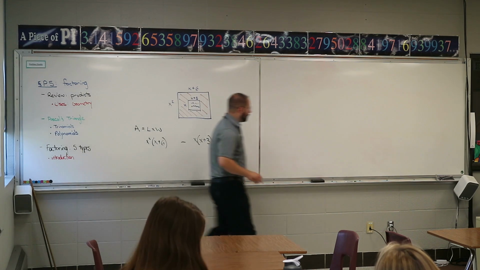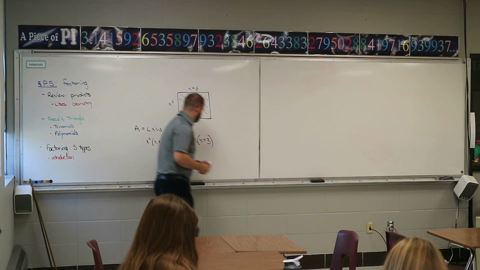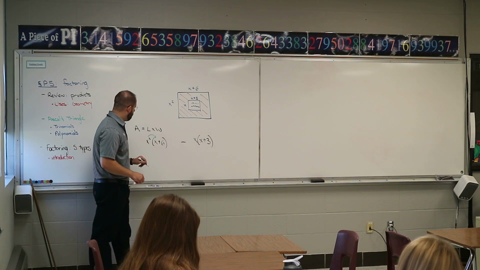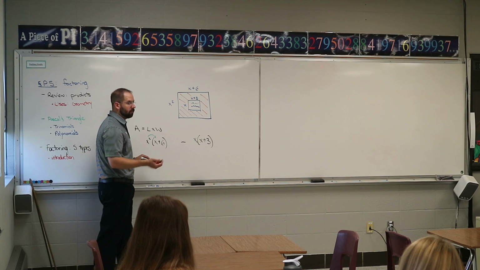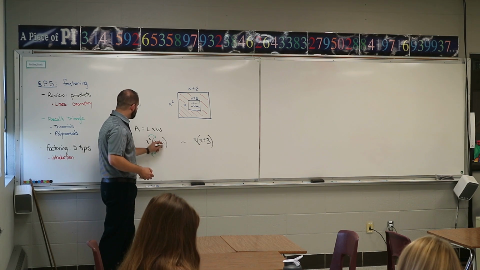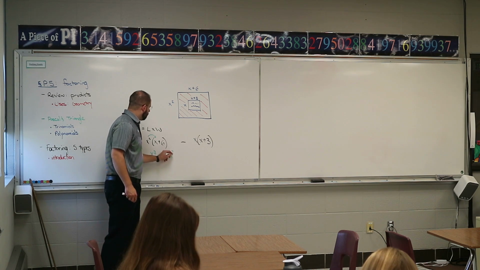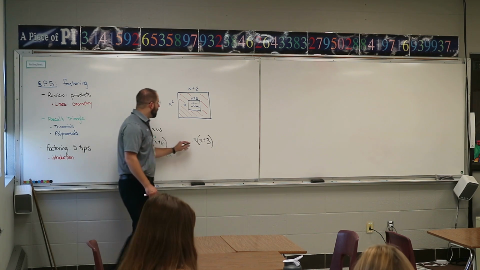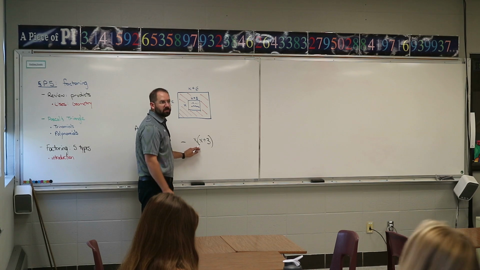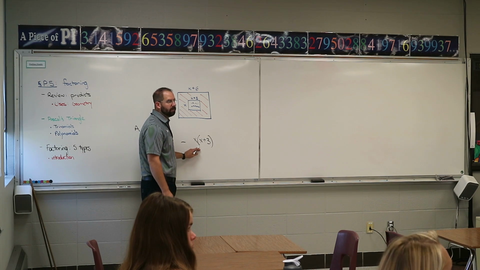Let me use green here. So we're gonna take x squared times x. What do we get? X cubed. X squared times 6. 6x squared. Good. There's the first part. Now, back here, I know we're gonna have to subtract. I know that. Okay? Good.